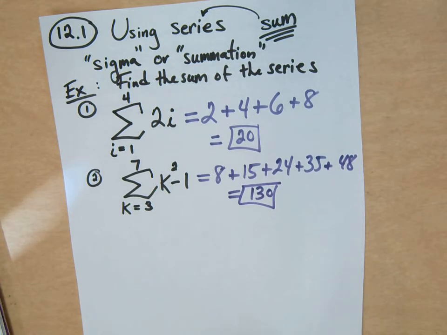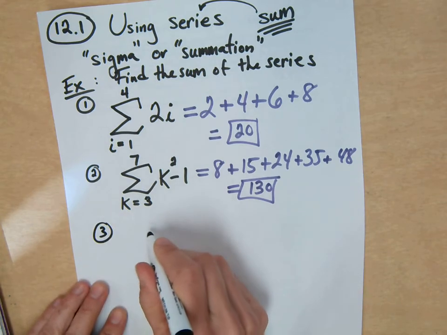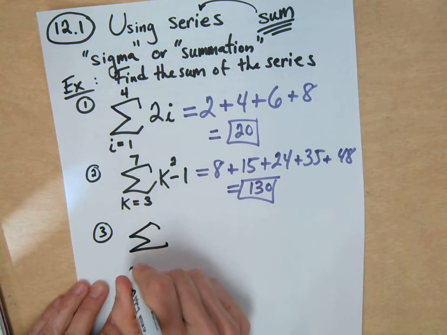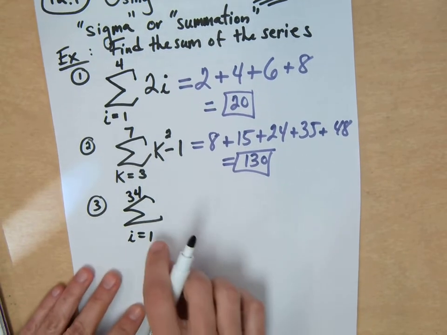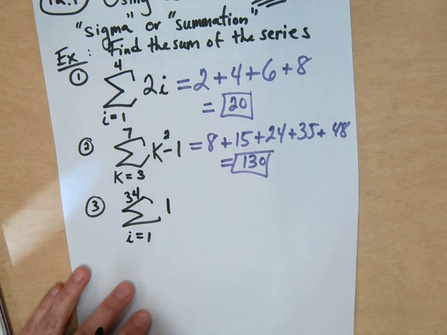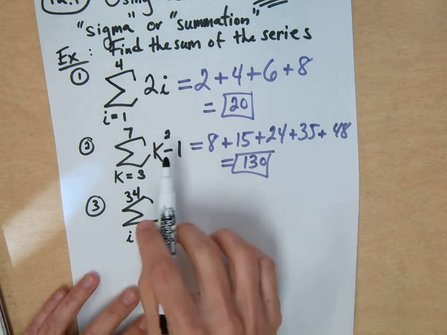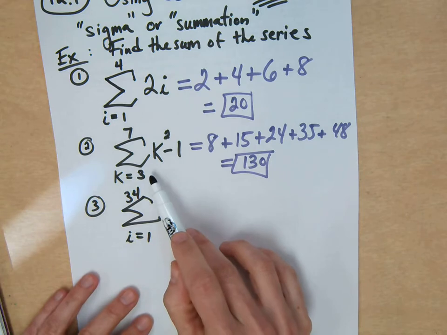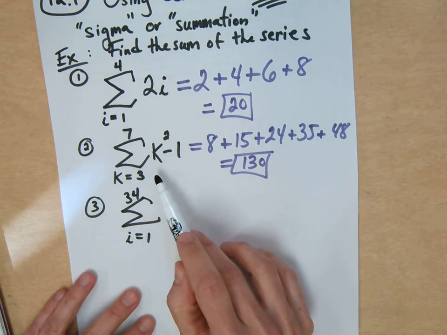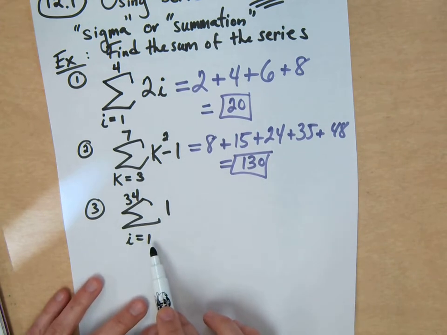Now, let me do a really, really quick one. Let's say it looks like it's going to be hard because I'm going to go from I equals 1 to 34. Oh no, I have to write out 34 terms, but the expression is 1. Number 3, 4, 5, 6, 7. There should be 5 terms because you started at 3. Look at where your starting index is. So this one's going to start at 1 to 34.